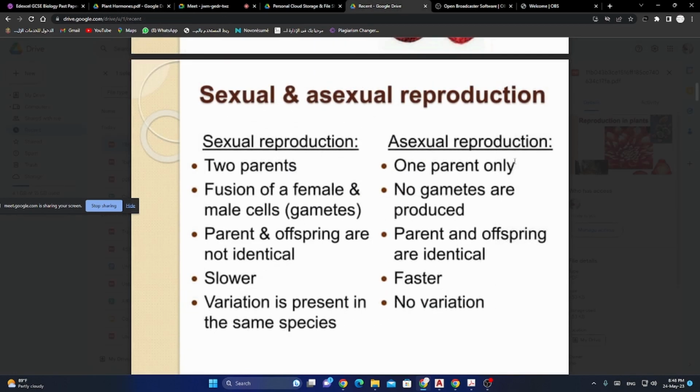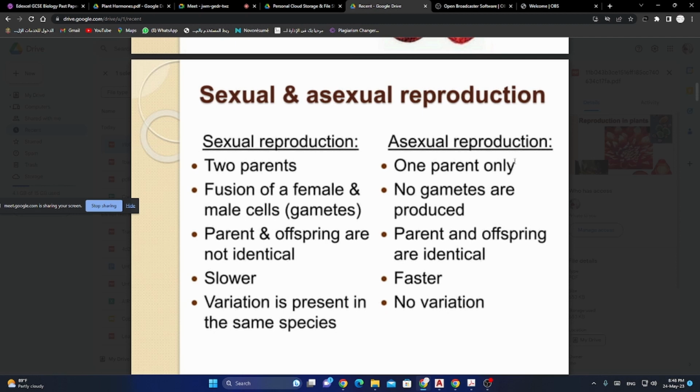So first, we're going to talk about sexual reproduction and asexual reproduction. Sexual reproduction needs two parents. It involves the fusion of female and male cells, that is gametes. Parents and offspring are not identical to each other. It's slower and it produces variation in the same species.